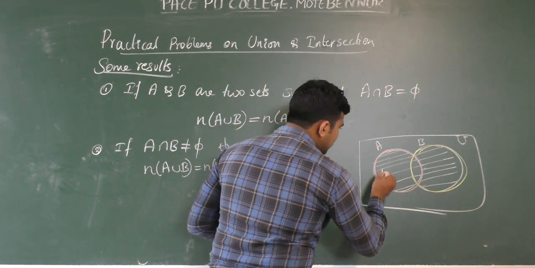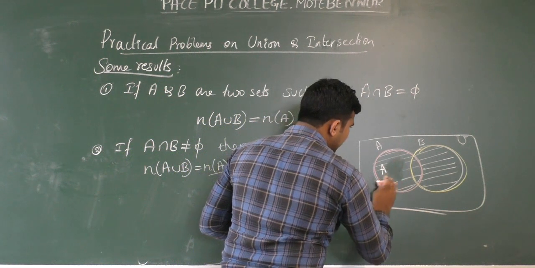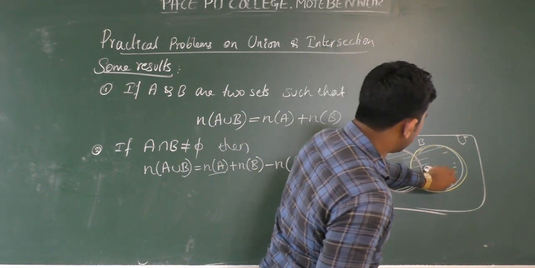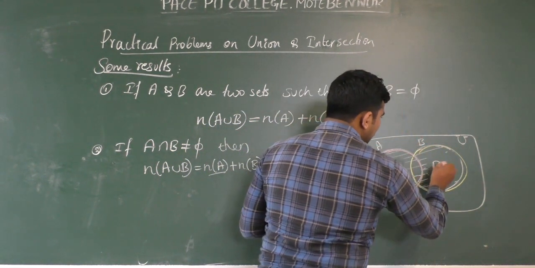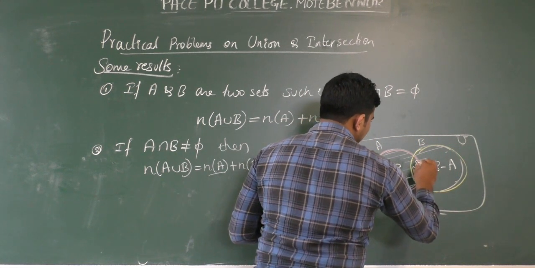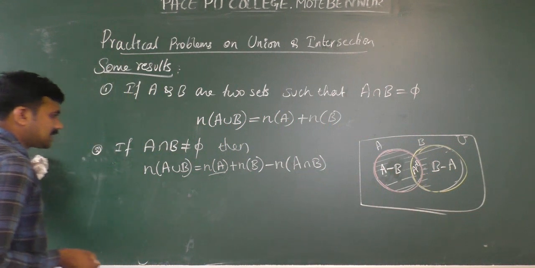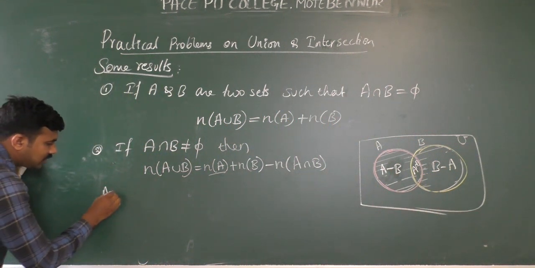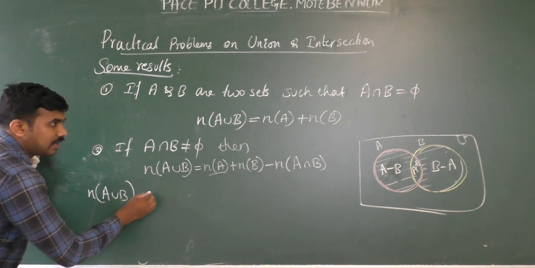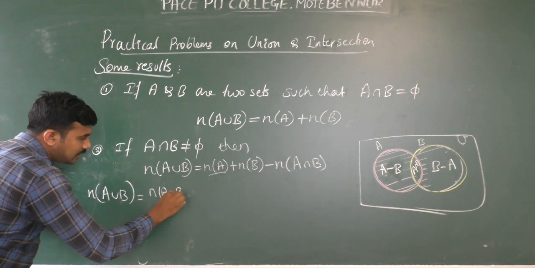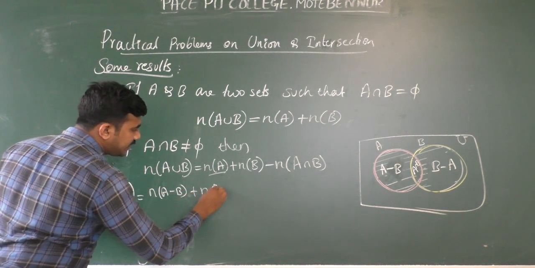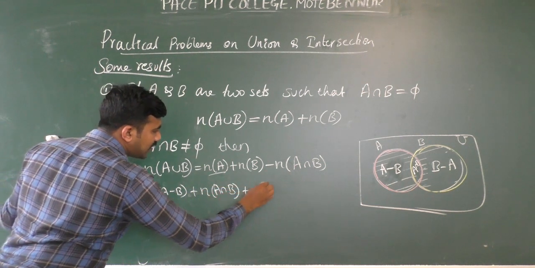Now see here, this is nothing but the set A minus B. I already said A minus B. Similarly, this set is B minus A, and this set is A intersection B. So I can write the number of elements in A union B as the number of elements in A minus B, plus the number of elements in A intersection B, plus the number of elements in B minus A.